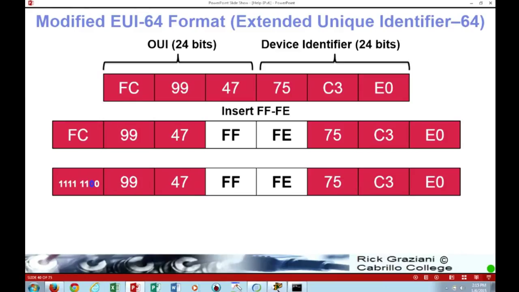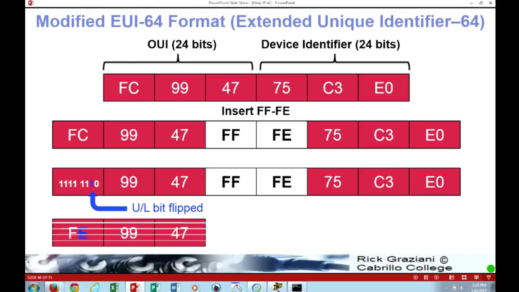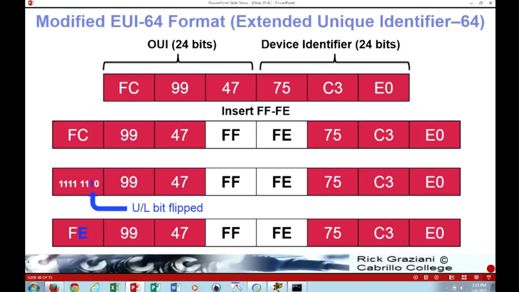This seventh bit gets flipped. It's known as the UL bit, the universal local bit. There's a history to this bit. It gets flipped, so that actually ends up changing this second hexadecimal digit. But here's our 64 bits now, with FFFE in the middle, and this second digit got changed because the seventh bit got flipped.